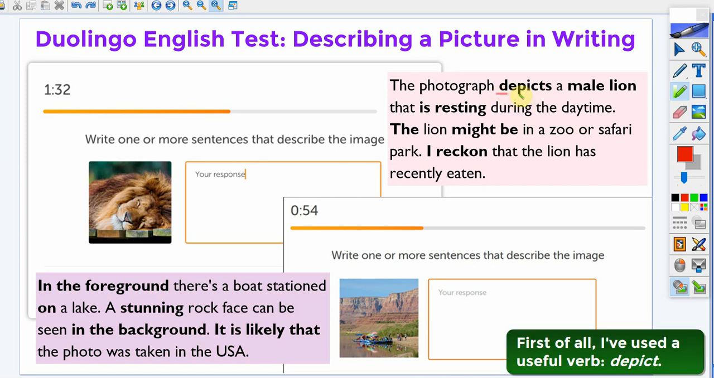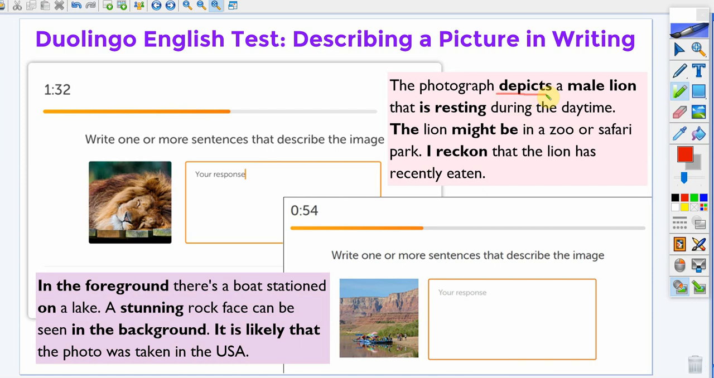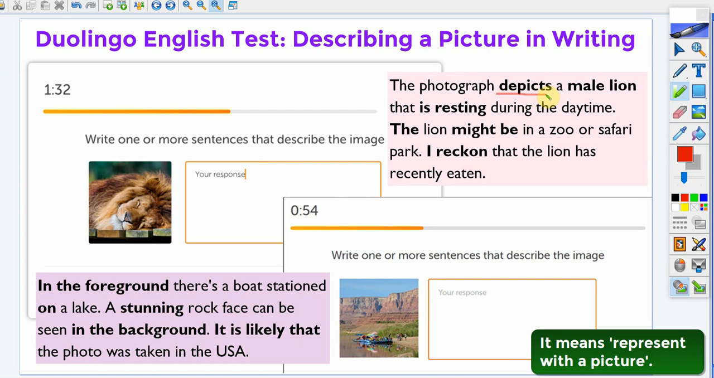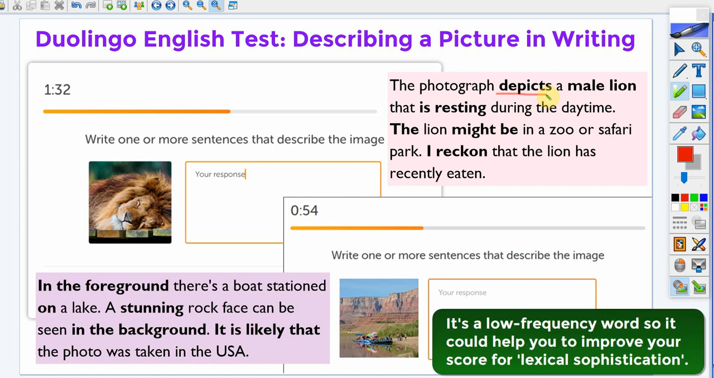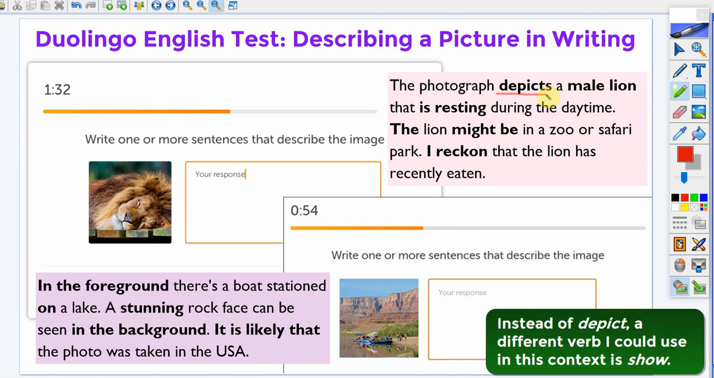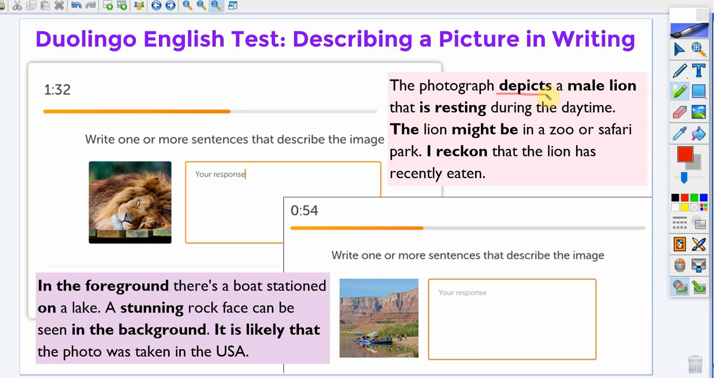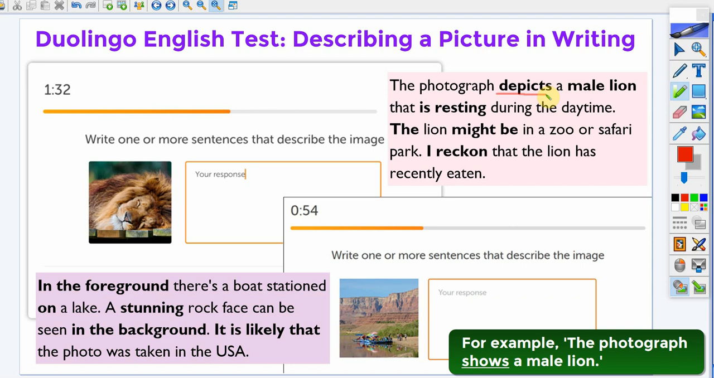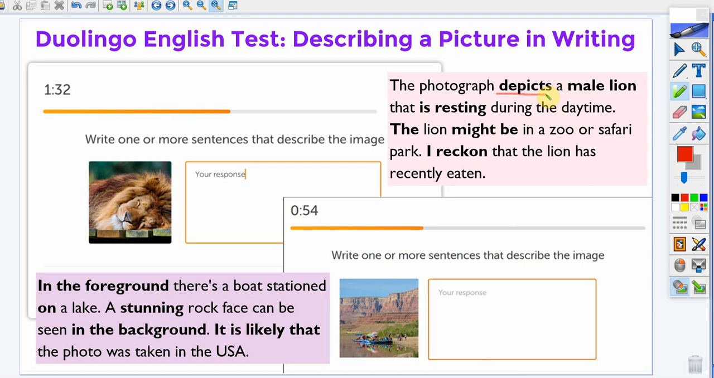First of all, I've used a useful verb, depict. It means represent with a picture. It's a low frequency word, so it could help you to improve your score for lexical sophistication. As I explained in a different video, lexical sophistication is a feature of language that Duolingo uses to assess your answers. Instead of depict, a different verb I could use in this context is show. For example, the photograph shows a male lion.